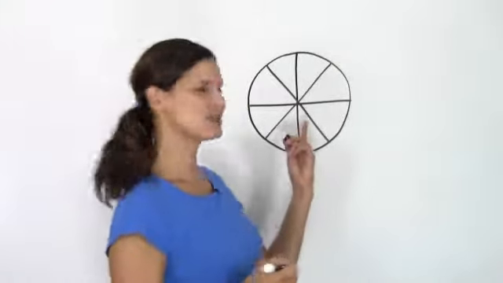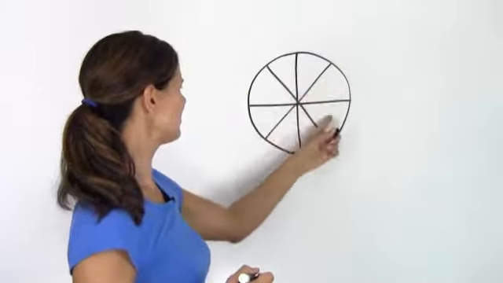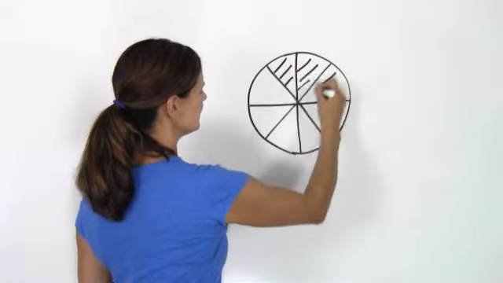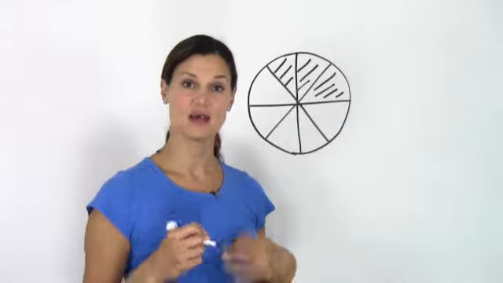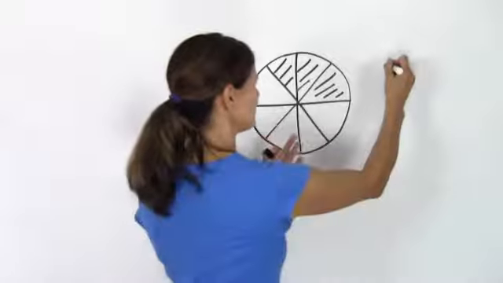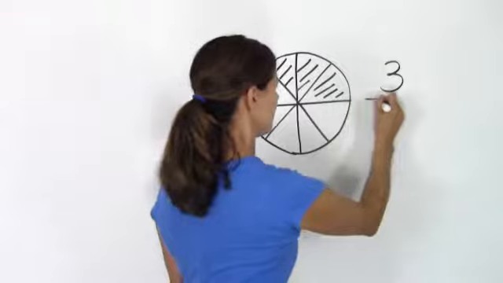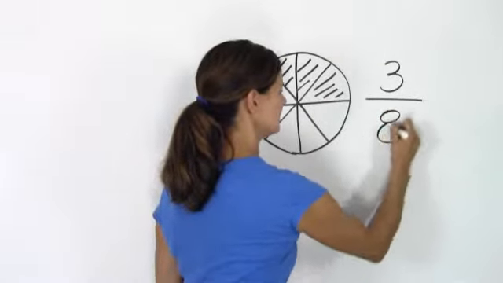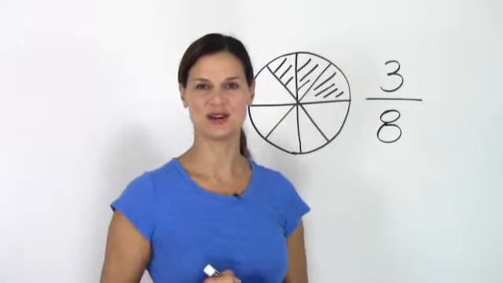Let's look at one more example using a circle. I've taken my circle and divided it into 8 equal parts. 1, 2, 3, 4, 5, 6, 7, 8. And if I shade in 3 of these parts, and I want to represent the shaded part in a fraction, parts of a whole, I'm going to use the 3 as my parts that I've shaded over my total number of pieces in my circle, which is 8. So 3/8 represents the shaded portion of my circle.